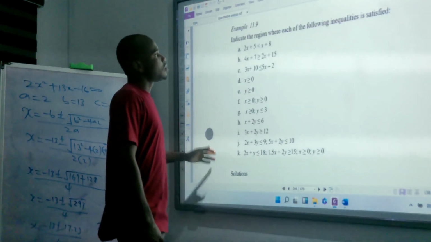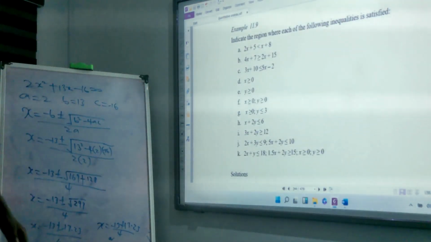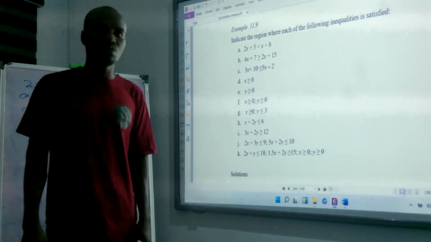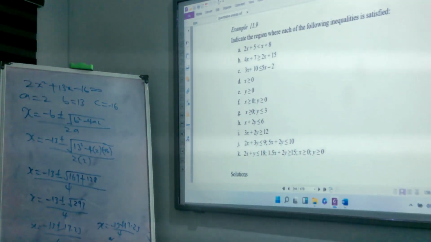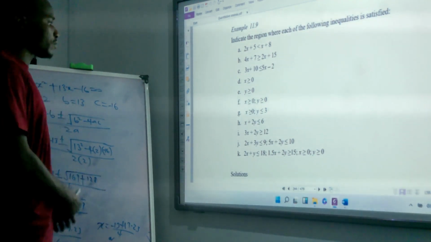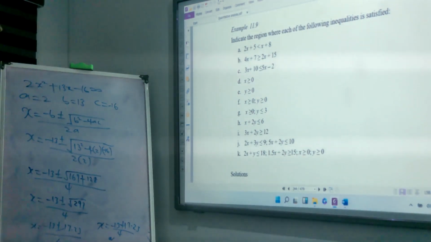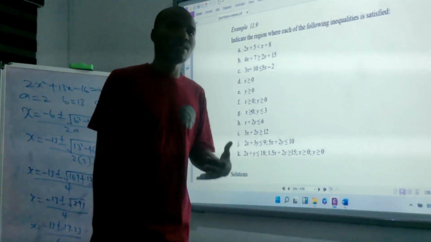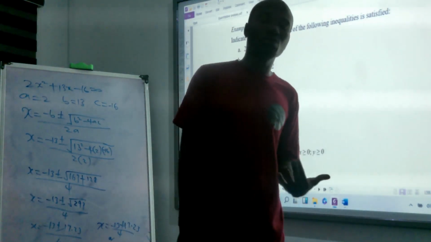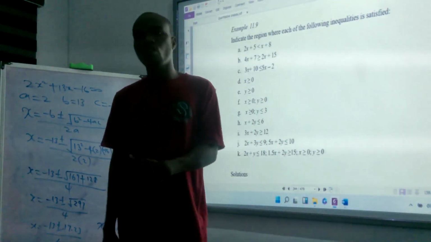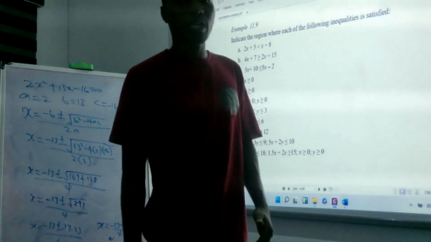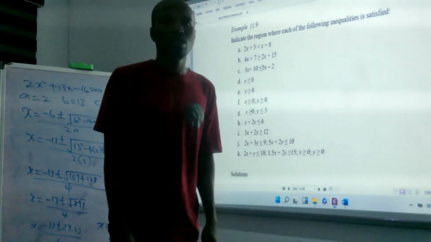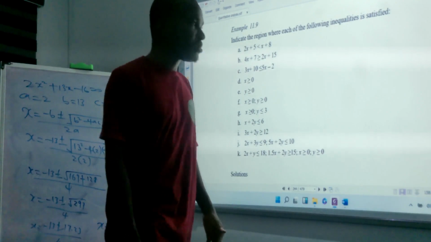So here it says, indicate the region where each of the following inequalities is satisfied. We'll quickly run through everything. We will draw the graph, use a number line to illustrate and draw a graph to illustrate. Having a very good understanding of this area is very important, because you will need it when we get to linear programming, which is an aspect of OR, operations research. You will need that a lot. So it is very important that you put that into consideration. So don't miss it.